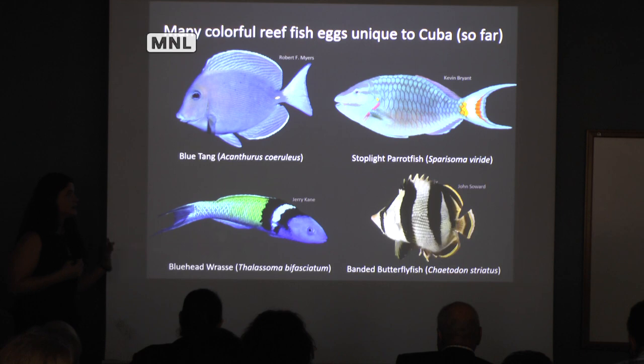And so we had not seen eggs from these species in our previous study looking at the whole Gulf of Mexico. And so it makes sense for us to find them in Cuba since we have all these reefs here. And we're looking really close to those reefs.